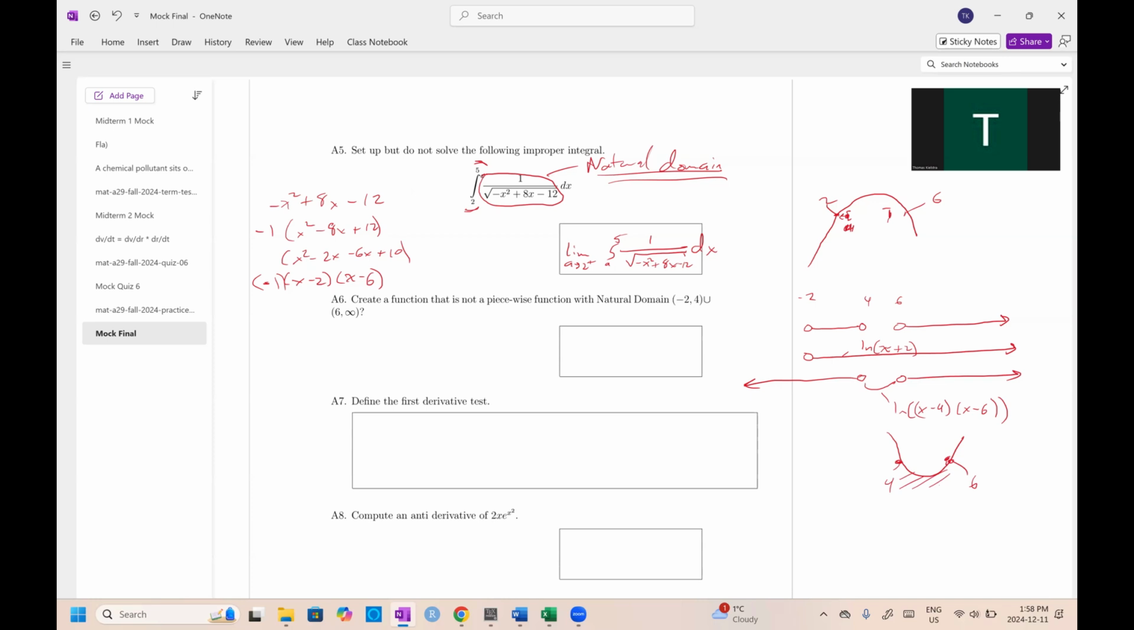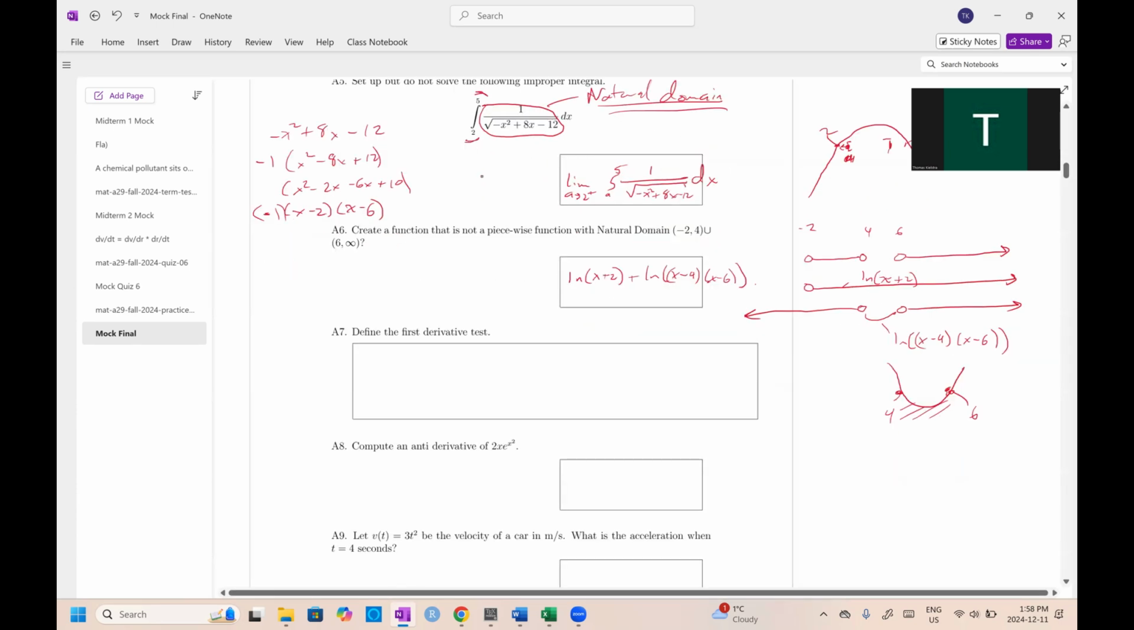If I add these two functions together, the natural domain has to satisfy both, so it's the intersection of the two domains, which is the original domain we wanted. So I'm going to use the function ln of x plus 2 plus ln of x minus 4 times x minus 6.